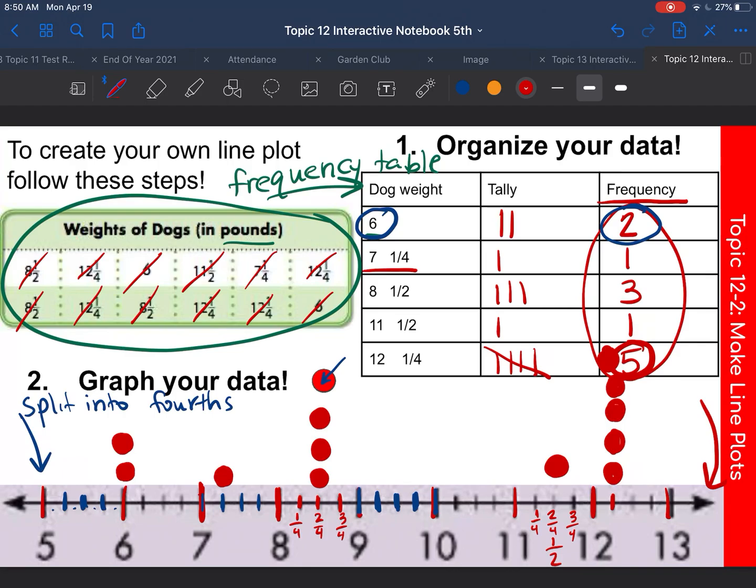There we go. So now we basically just created our dot plot or line plot, okay? And it's easy to see that the weights of the dogs are kind of all over the place, okay? But the most common weight is 12 1/4. All right?